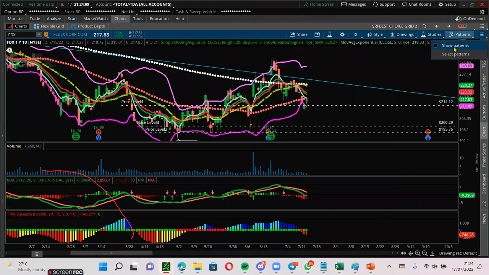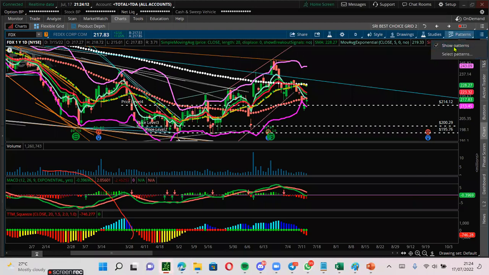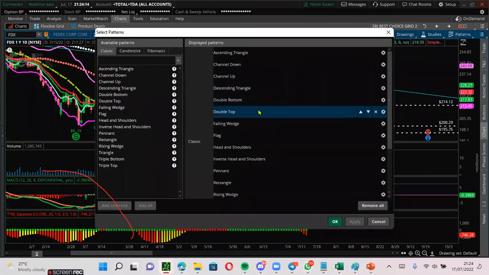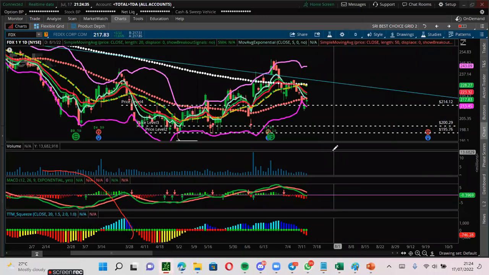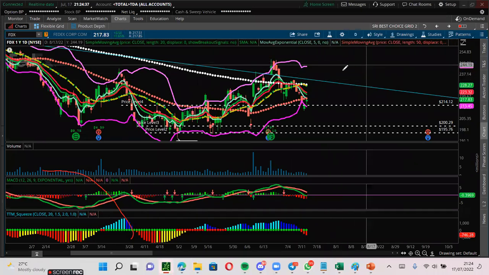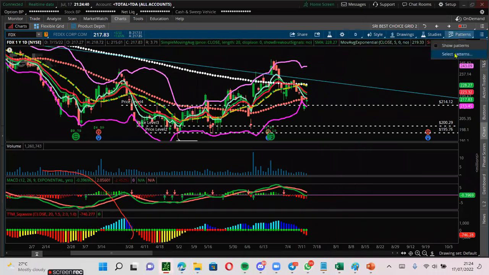Okay, there is a pattern also, but it'll show a lot of things. You can do it here also, like double bottom and double tops. Okay, so let's say double bottom. I'll remove all. I'll do a double bottom only. I've selected. Apply. Okay, and I'll do show patterns.